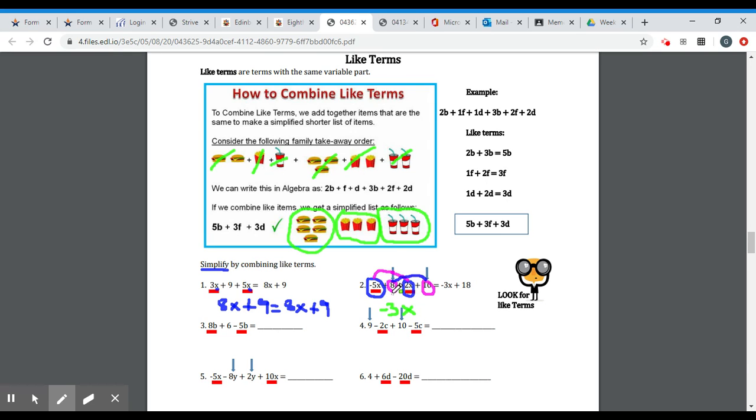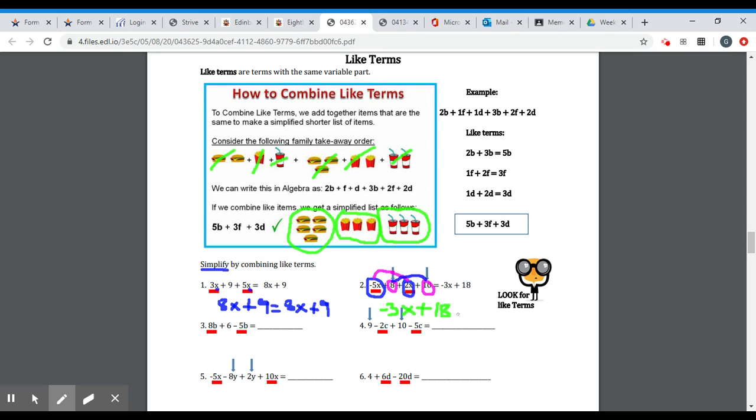Now I have to combine my integers 8 and 10. They're both positive, so I'm just going to add as normal. So for sure, I'm going to have an addition sign here. And 8 plus 10 is 18. And that's what we're doing here.